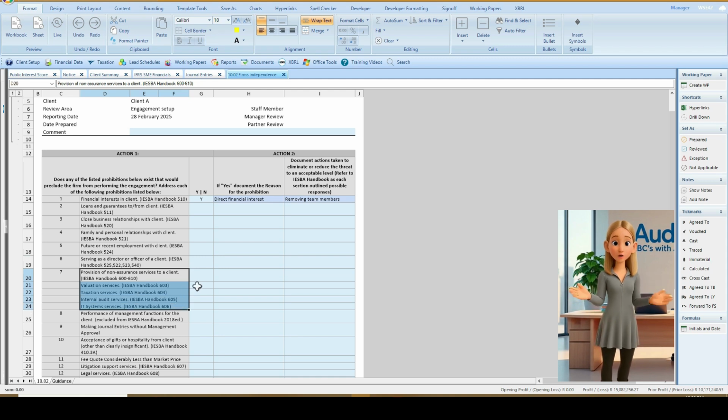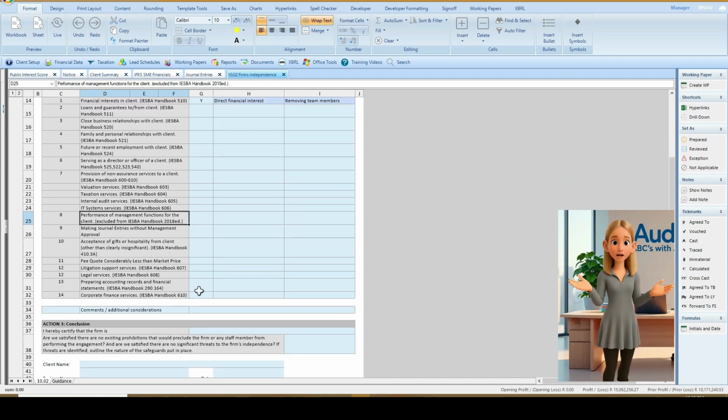Number 7, provision of non-assurance services. These services, such as corporate finance, dispute resolution legal work, can create advocacy or self-review threats. Number 8, management functions. For example, you, as audit firm, running parts of the business on behalf of management is not allowed. Number 9, making journal entries without management approval. This is a risk for crossing into management responsibility territory.